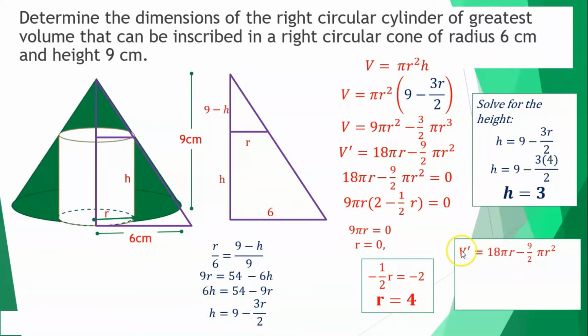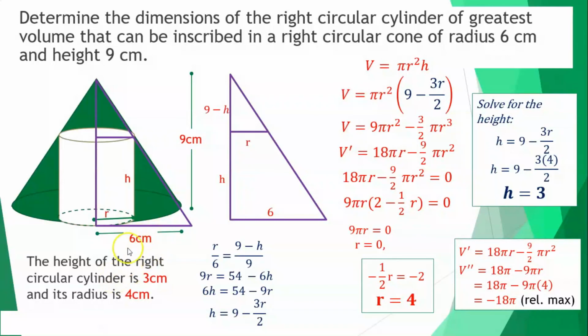Now, getting the second derivative, take note this is the first, so to get the second, this would be 18 pi minus 9 pi r. Since our r is 4, substituting here, we end up with negative 18 pi. Since negative 18 pi is less than 0, at this point, it has a relative maximum. We're asked to find the greatest volume as well. So at this point, the height of the cylinder will be 3 centimeters and the radius is 4.